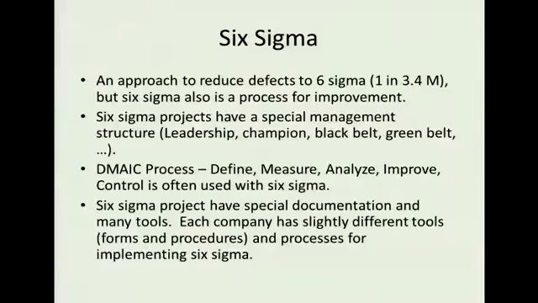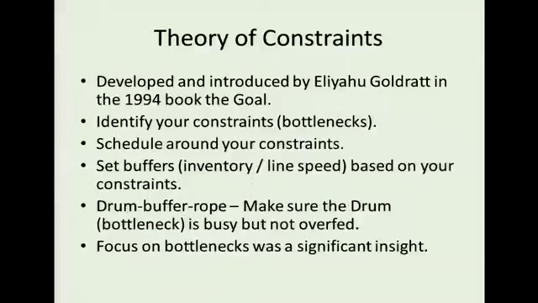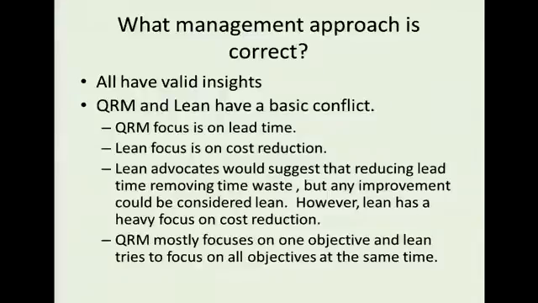Six Sigma has the famous define, measure, analyze, improve, control DMAIC process, which is a good process. Six Sigma has many different tools, etc. Theory of constraints, I'll let you read these slides, as we're trying to keep this lecture short. It was developed basically to identify the bottleneck and pace your equipment around it to control inventory on the shop floor. All of these management philosophies have insight. Fundamentally, QRM versus lean: lead time focused versus cost focused.